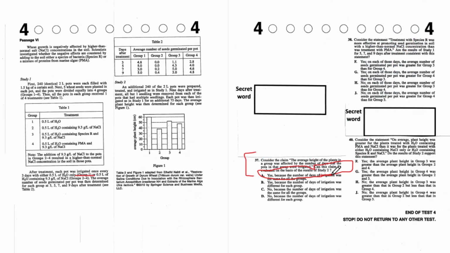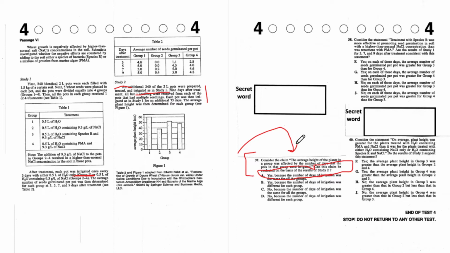Alright, in the actual question it says, can the claim be evaluated based on the results of study 2? So right away I come over here, I find study 2, and I'm going to read my topic sentence. When I read the topic sentence, it says this: an additional 240 of the 2-liter pots were prepared, treated, and irrigated the same, see it, as study 1. So now I know we're irrigating, and you see over here it says irrigated as well. Alright, let's read the top part now. We're kind of biting some small chunks and chewing and then swallowing and then biting some more off.